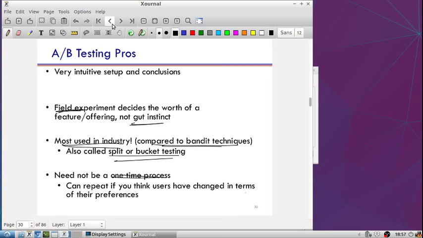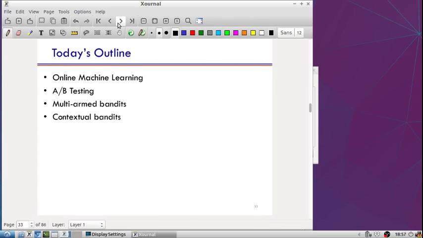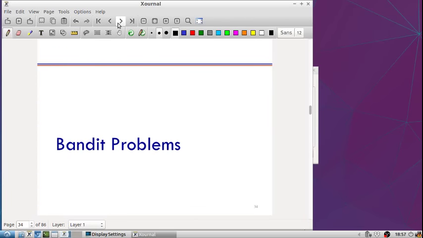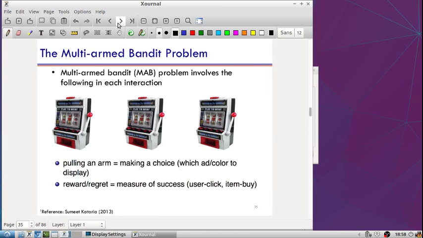Okay. Any other questions? Okay, so let's get to bandit problems. So why the name bandit? Let's just disambiguate that.